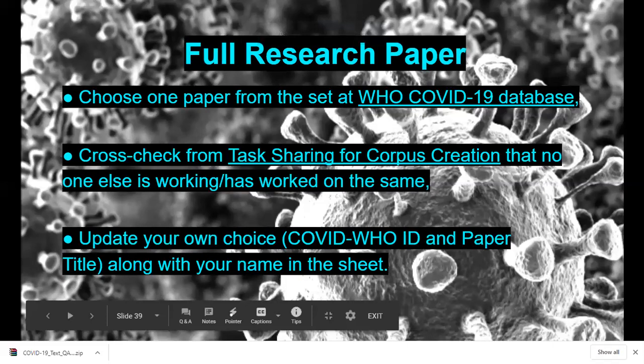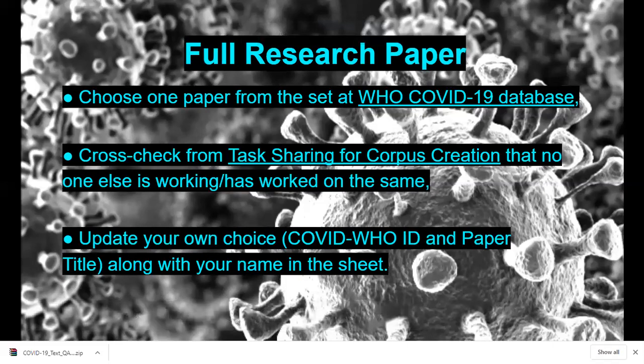So the idea behind this part 5 was to illustrate how you can contribute to the curation of this data set. And here I'll discuss the entire process end to end as to how this can be done. To be able to contribute to this initiative, the first requirement is to choose one research paper from this WHO COVID-19 database. You can choose any research paper of your choice.